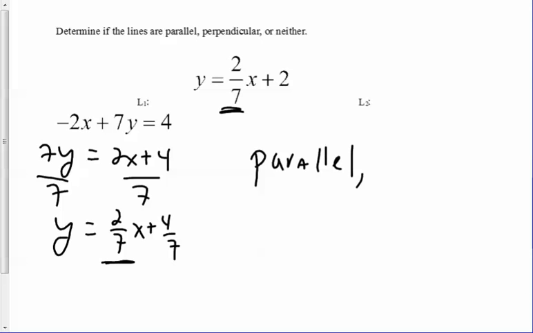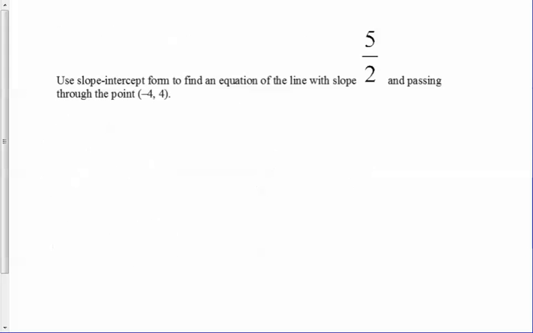Question is, what would they be if they were perpendicular? Yep, they'd be negative 7 over 2. Okay. Use the slope-intercept form to find the equation of a line with slope 5 over 2 passing through the point negative 4 comma 4. I'm actually going to show you something called point-slope formula.